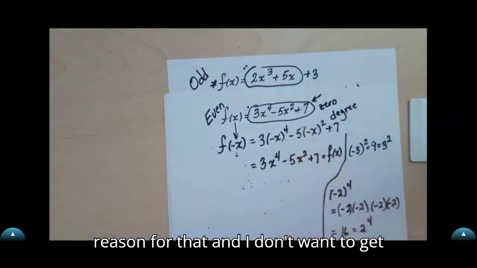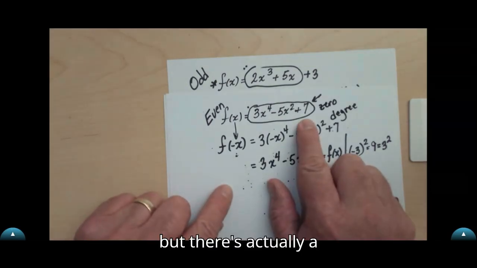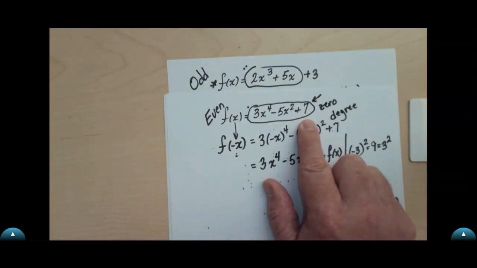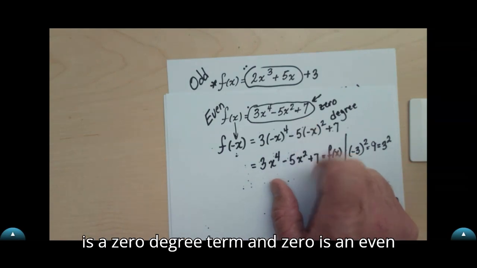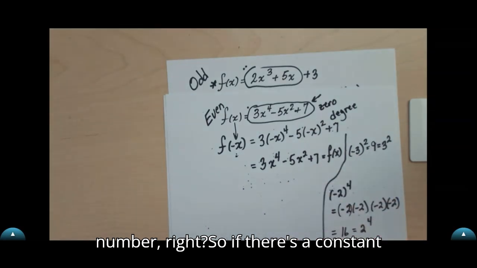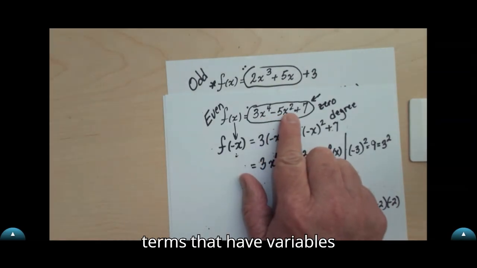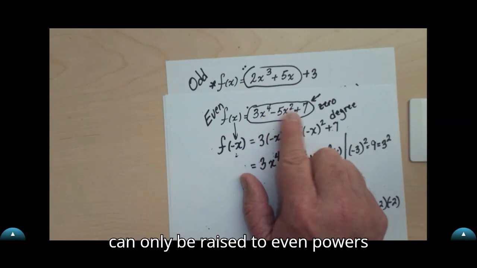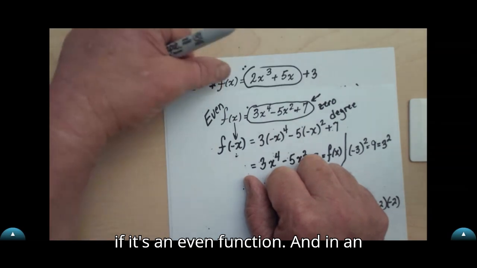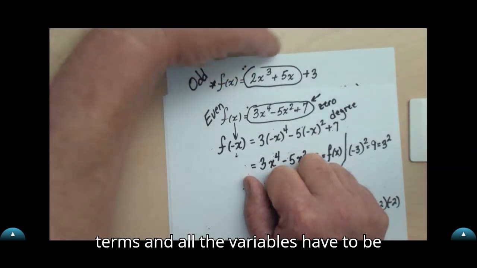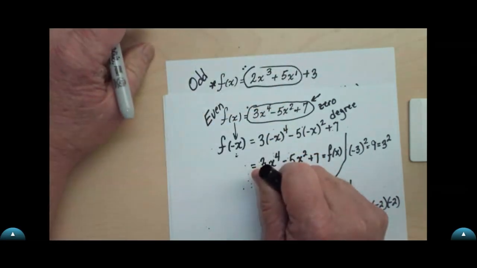There's actually a reason for that, and I don't want to get into it right now because we're going to see it later in the course. But there's actually a math reason to say that a constant term is a 0 degree term, and 0 is an even number, right? So if there's a constant term, it's always going to count toward it being an even function. And any terms that have variables can only be raised to even powers if it's an even function. And in an odd function, you can't have any constant terms, and all the variables have to be raised to odd powers. Y'all see that?